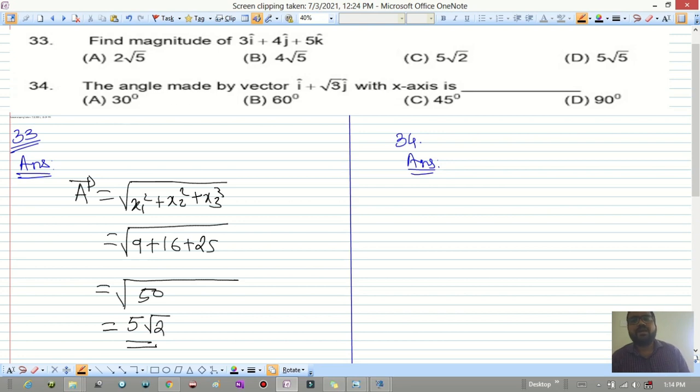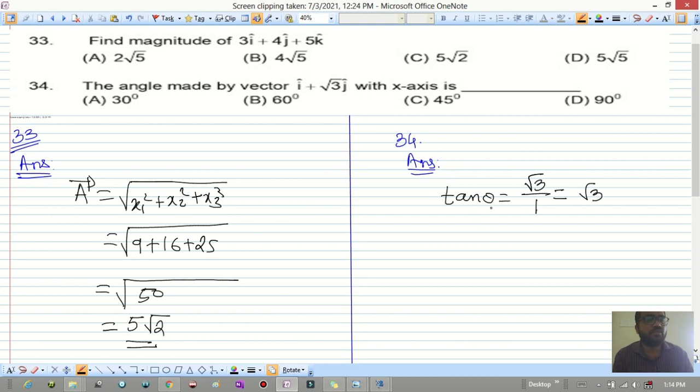The angle made by vector i hat plus root 3j hat with x-axis is, okay. So with x-axis, what is the angle made by this? So tan theta with respect to x-axis, if you take, it will become y, that is root 3, divided by x, that is 1. So which is equal to root 3.